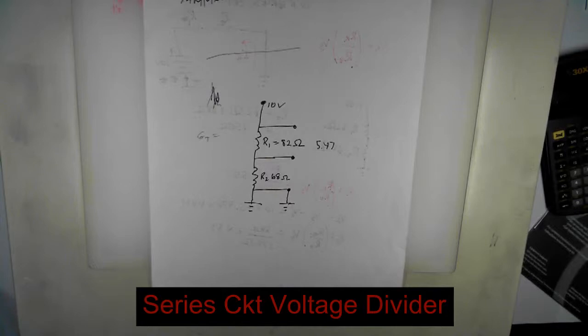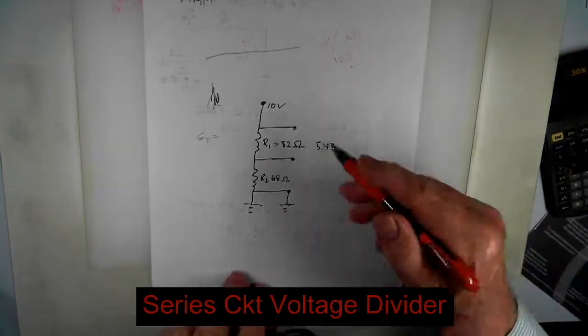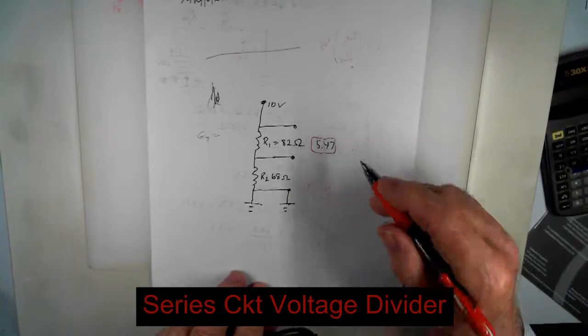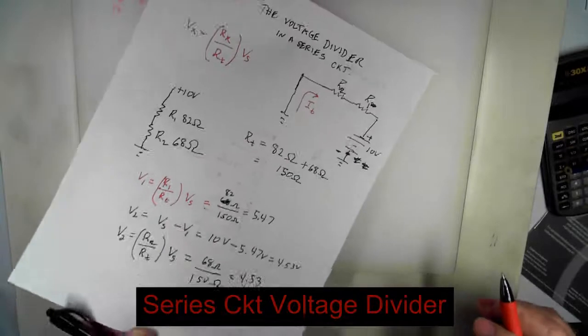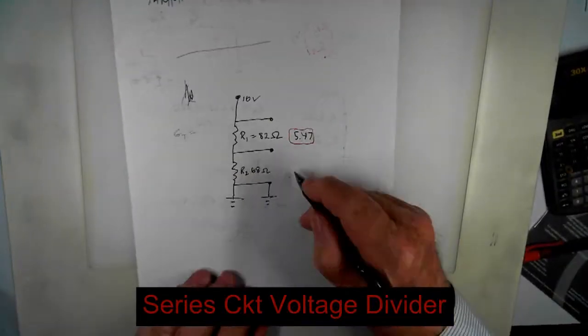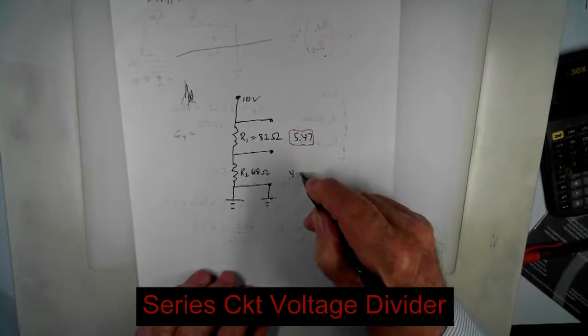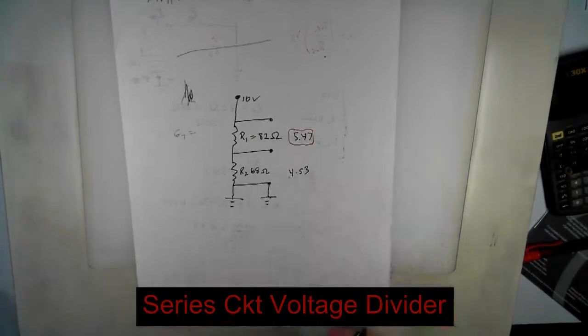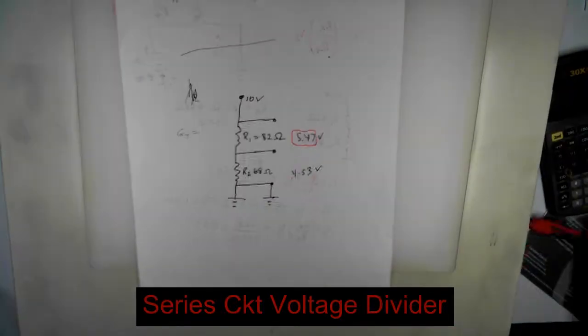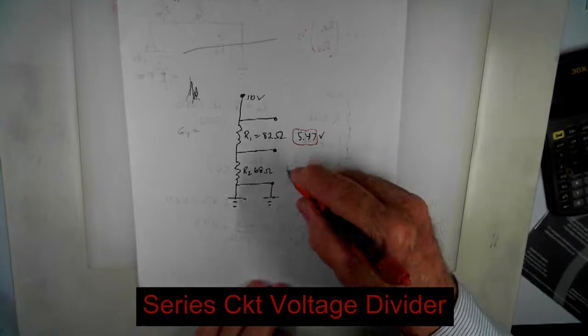Let's say that we need a certain voltage. Let's say that we need 5.47 volts on the collector of a transistor. This is what we want. And let's say that we want 4.53 volts somewhere else in the circuit. What we've determined already is that these two resistors will give us that voltage.